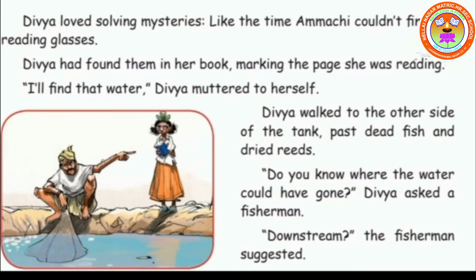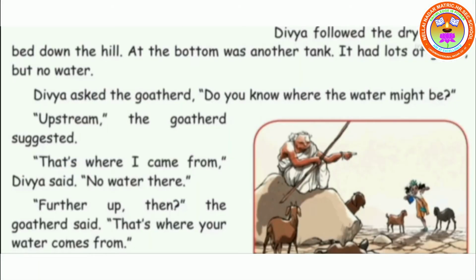Like the time Ammachi couldn't find her reading glasses, Divya had found them in her book, marking the page she was reading. I will find that water, Divya muttered to herself. Divya walked to the other side of the tank, past dead fish and dried reeds. Do you know where the water could have gone? Divya asked a fisherman. Downstream, the fisherman suggested. Divya followed the dry stream bed down the hill.